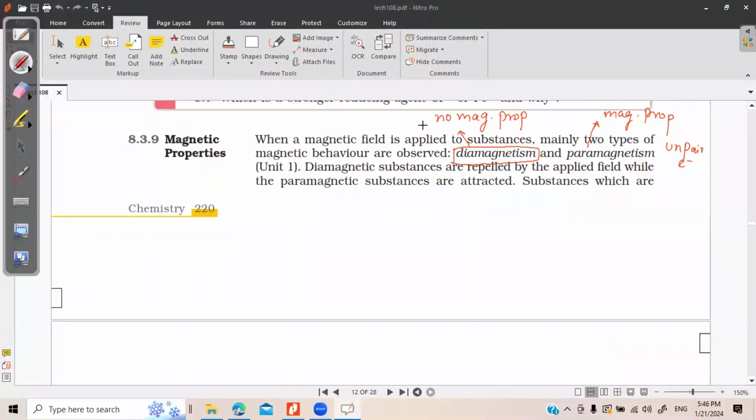Okay. Why are some species diamagnetic? Because of the paired electrons. And how do we calculate the magnetic behavior? The magnetic moment is calculated with the formula square root of n into n plus 2 Bohr magneton. Bohr magneton is a unit, where n stands for the number of unpaired electrons.